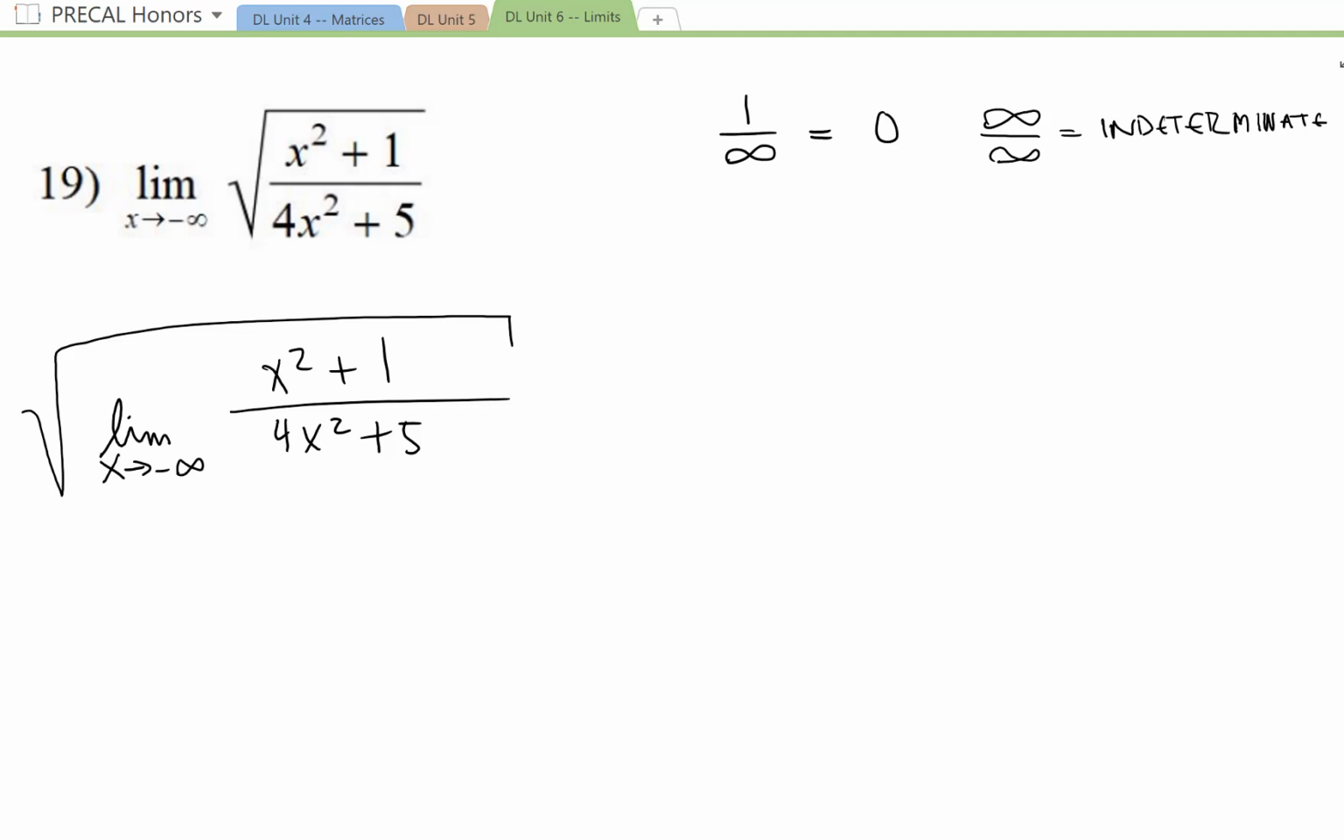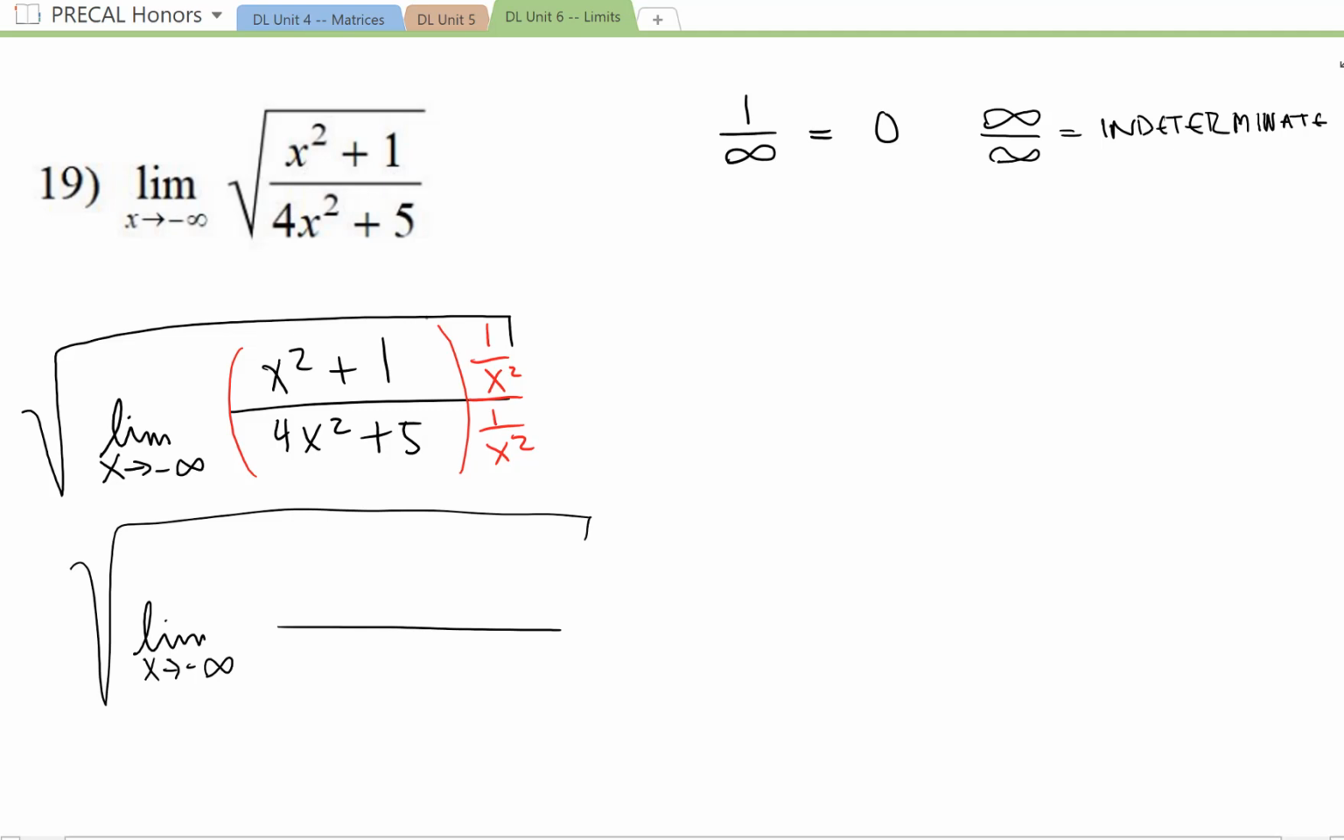Oftentimes with limits at infinity, we actually take a rational function and we try to make it into complex fractions, into a more complicated fraction. So we're going to multiply this by a special form of the number 1 in order to make the variable be a denominator. I'm going to choose 1 over x squared because 2 is the highest degree of either the numerator or the denominator. 1 over x squared times x squared is 1. 1 times 1 over x squared is 1 over x squared.